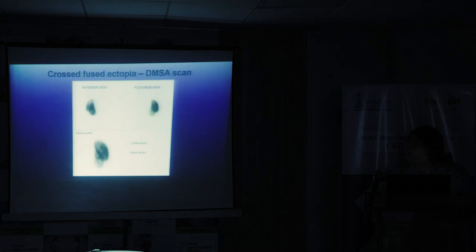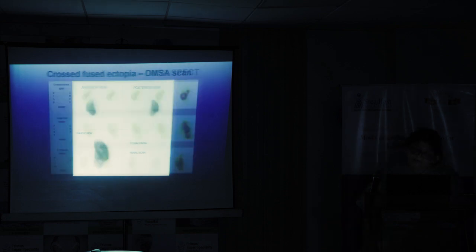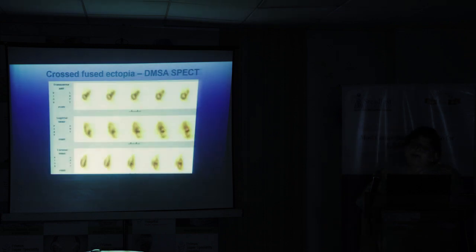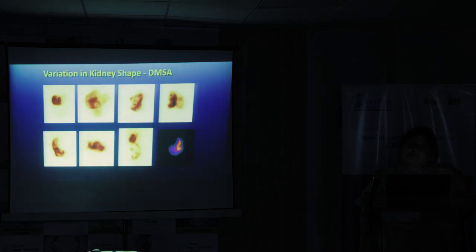So the cross-fused ectopia, this is a better scan. So this is a DMSA scan, and here you can see that both the kidneys are fused and they are both on the same side. So you can see the shapes of both the kidneys and they are both fused and they are both on the same side of the midline. And you can take tomographic images of the same.